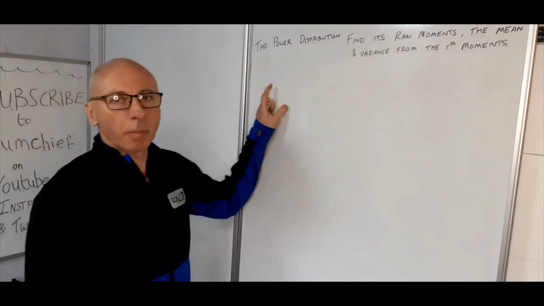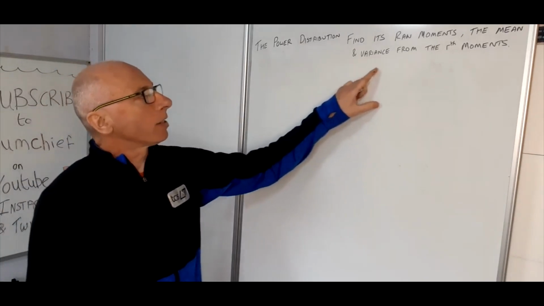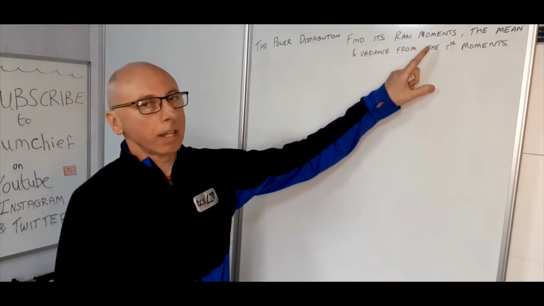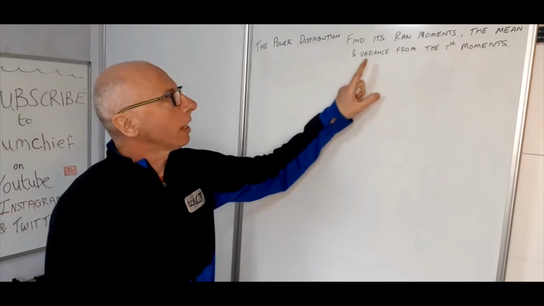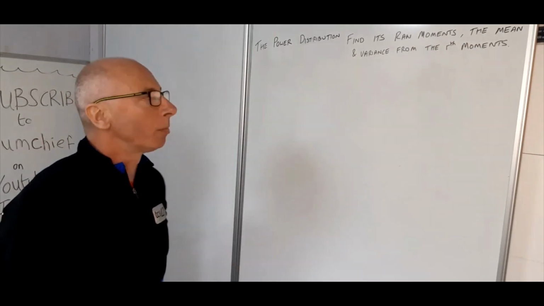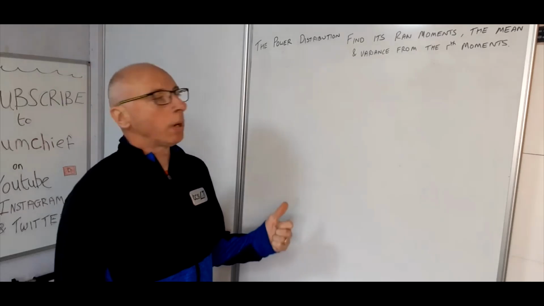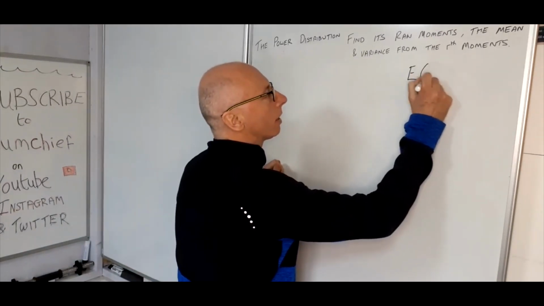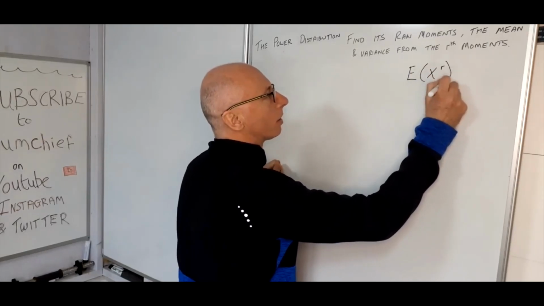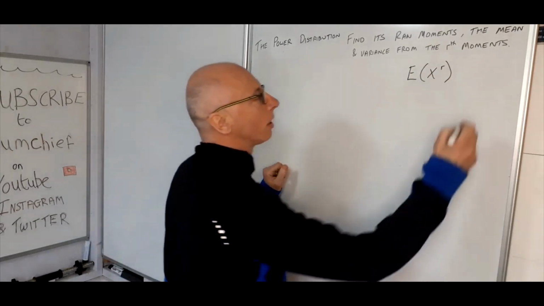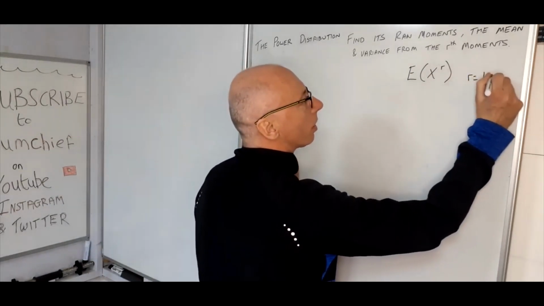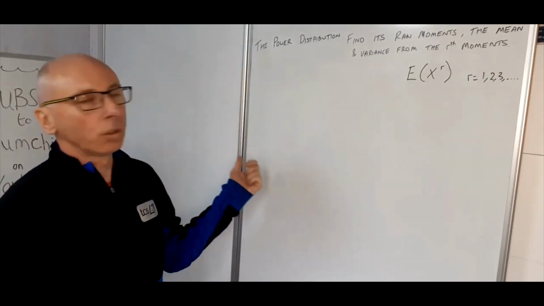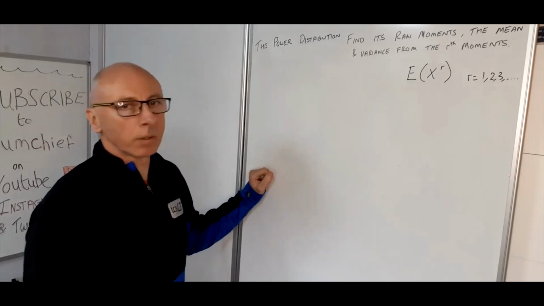Okay, so we're going to have a look at the power distribution, and from that power distribution we're going to find its raw moments, and then with the raw moments we're going to find the mean and the variance from that formula. Now the raw moments is written like this, it's E[X^r], where r is positive whole numbers 1, 2, 3 all the way up to how many raw moments you want to calculate.